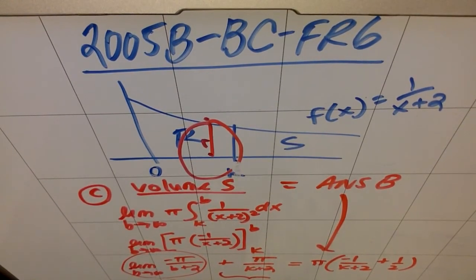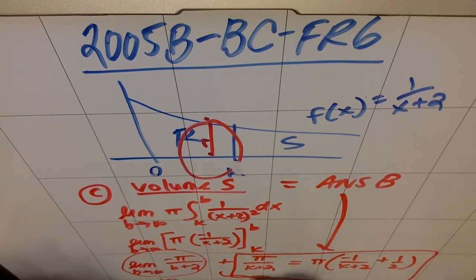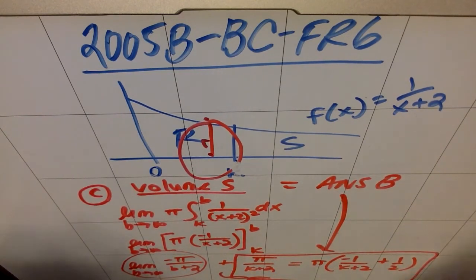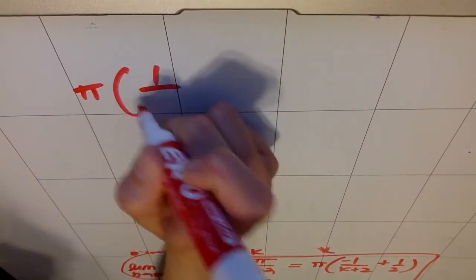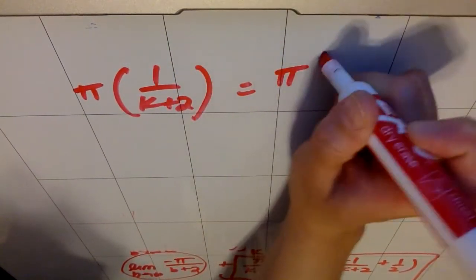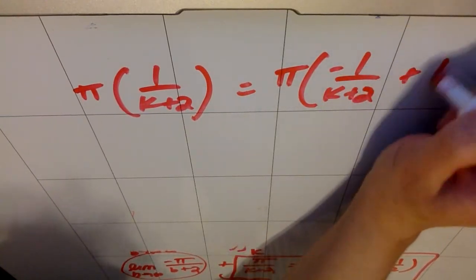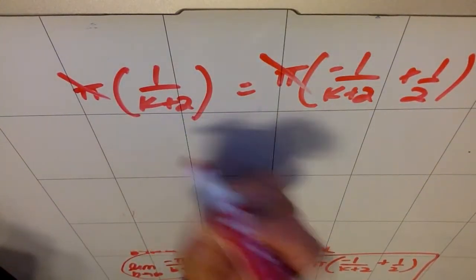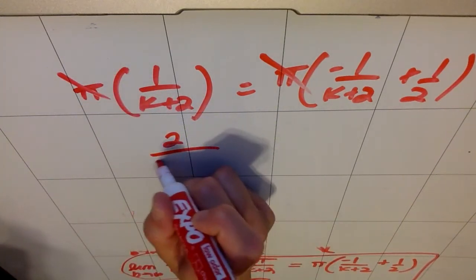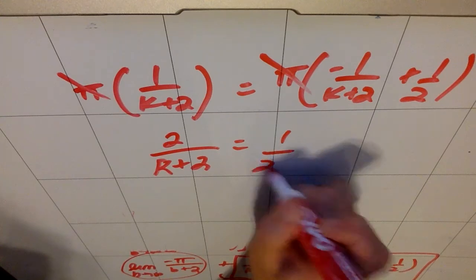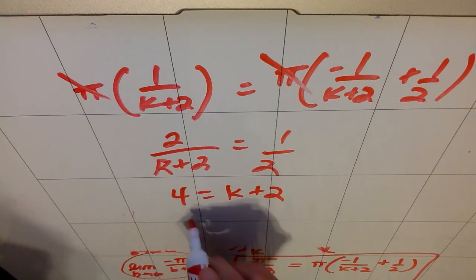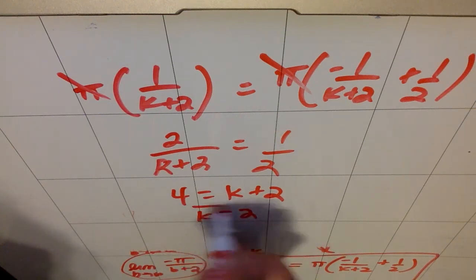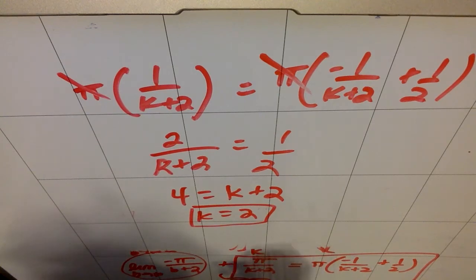What I need to clean up is this equation right here, and I'm going to do that at the top because I don't need the graph anymore. I have pi times 1 over (k plus 2) equals pi times negative 1 over (k plus 2) plus 1/2. I'll divide the pi's out and move the (k plus 2) terms together, so I get 2 over (k plus 2) equals 1/2. Cross multiplying, I get 4 equals k plus 2. Subtracting 2, k equals 2, and that's the value of k such that they'll be equal.